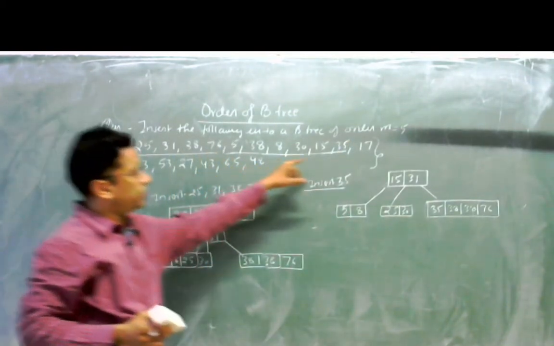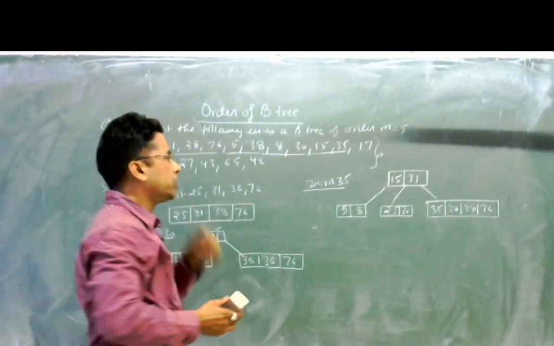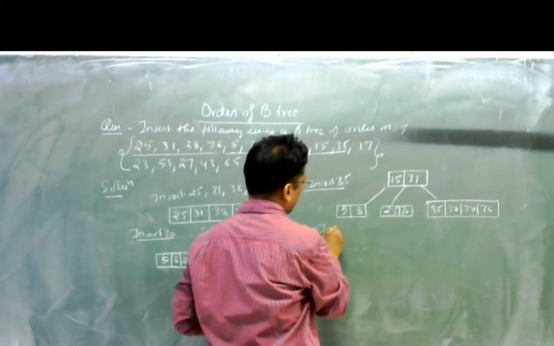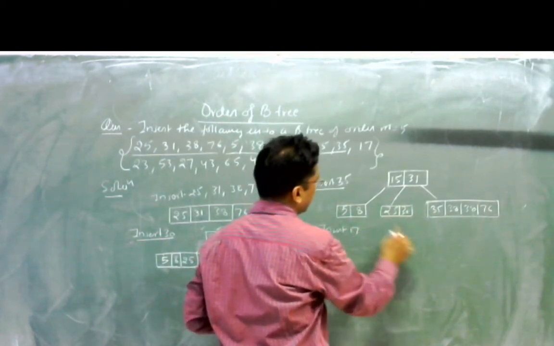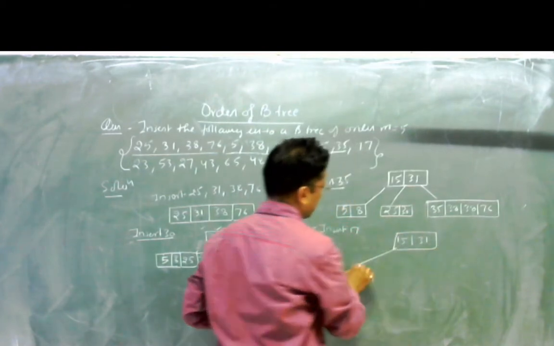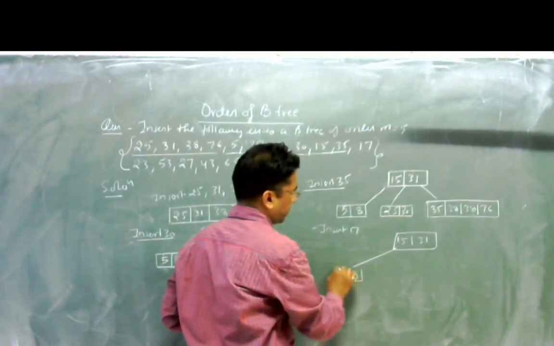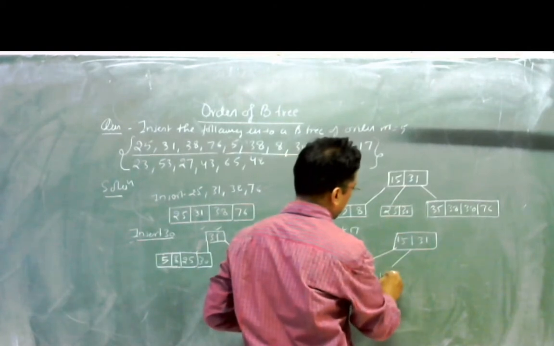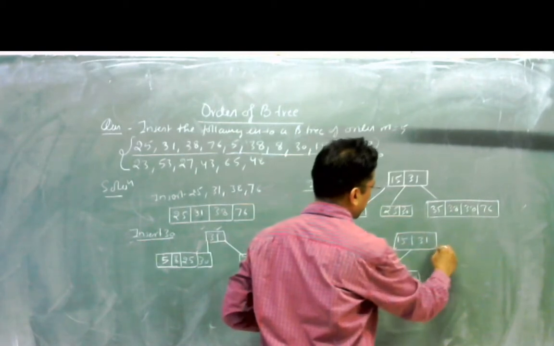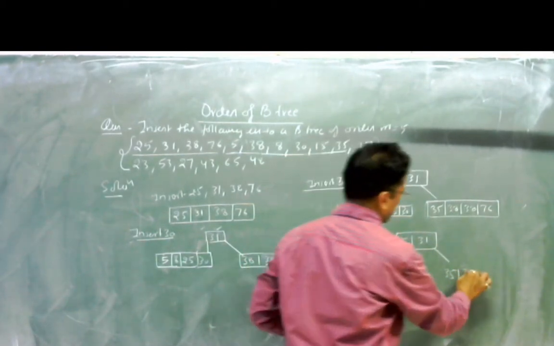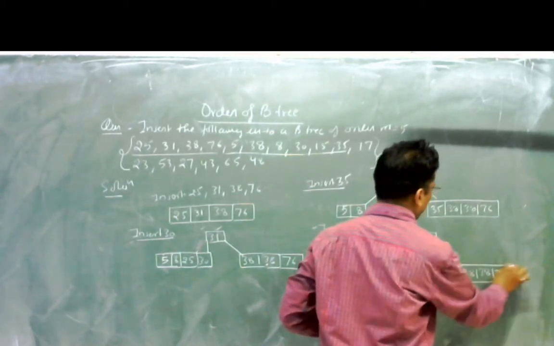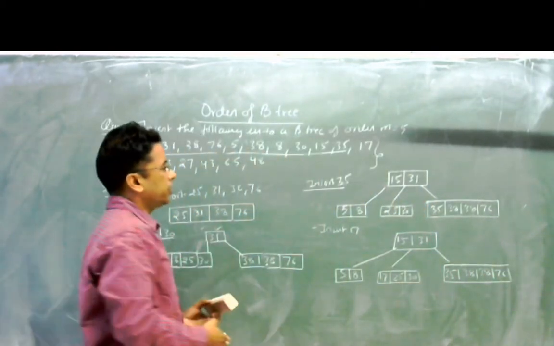After this, the next element is 17. The 17 will be placed here. Insert 17. So simply it will be 31, 5, 8 and 17, 25, 30 and right of this 35, 38, and 76.